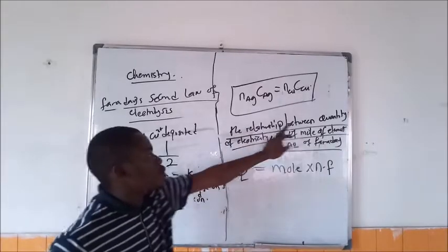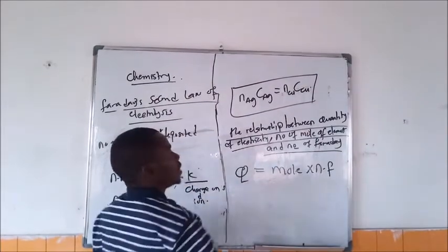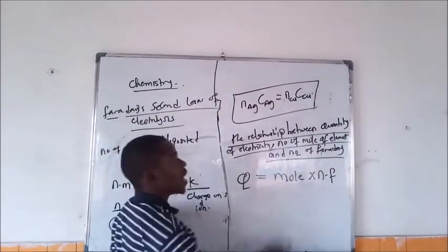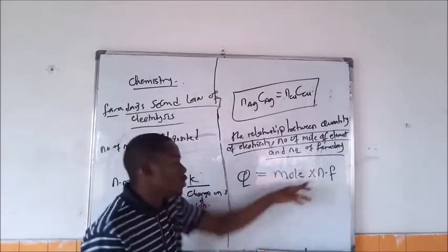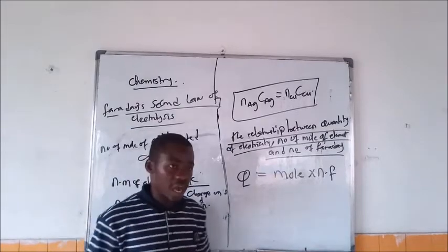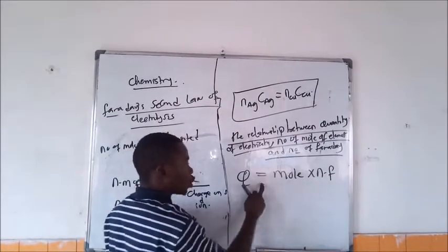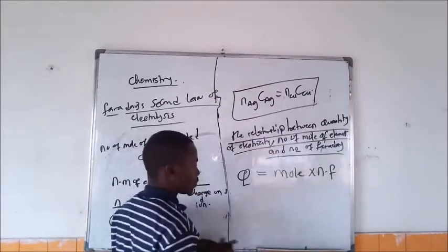The relationship between quantity of electricity that is passed through the electrolyte, the number of mole of element that is eventually liberated, and the number of Faraday is this: Q is equal to mole times number of Faraday.